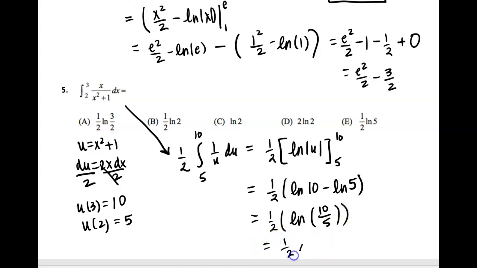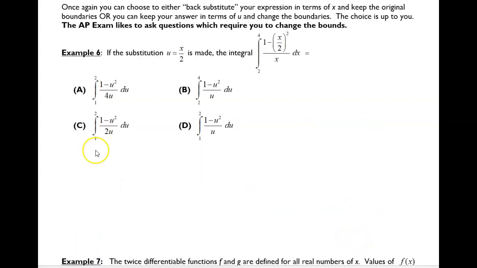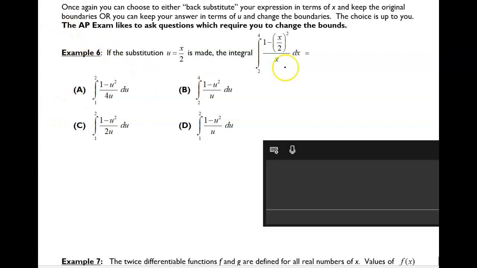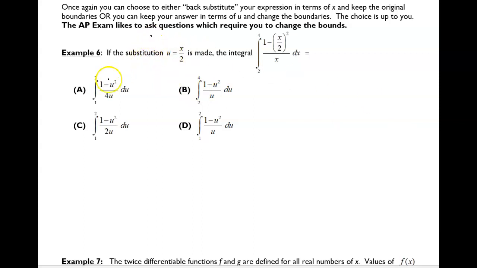So this is 1/2 natural log of 2, which is one of our answer choices then. If you don't remember those formulas, they are on your Stuff You Must Know cold sheet if you need to review them. So examples like number 6 are exactly why I told you that the AP exam prefers that you change your bounds. They're going to ask you questions that will require you to change your bounds to make a match with a multiple choice question.